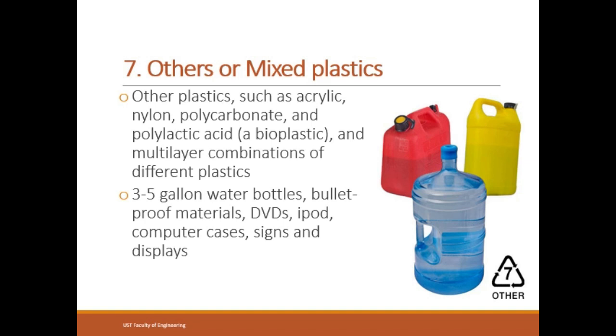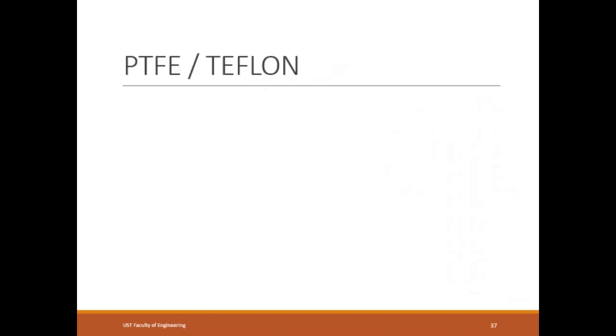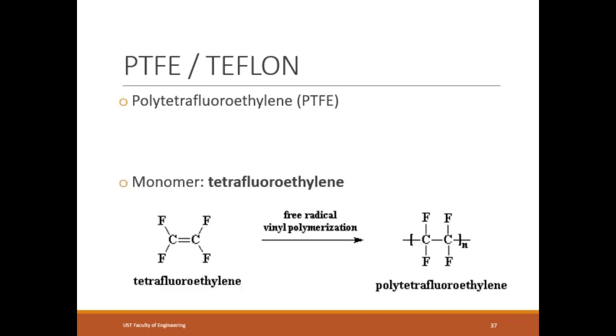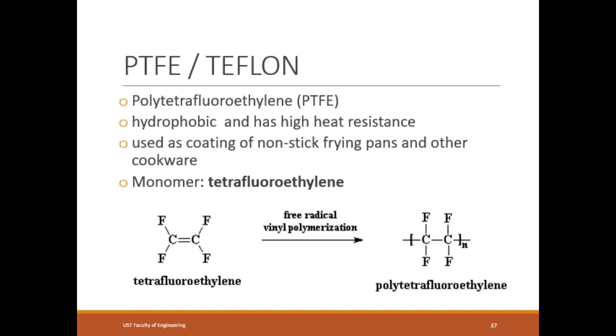Now let me add more examples of other polymers that are considered major discoveries. The first one is polytetrafluoroethylene or Teflon. This is an addition polymer made up of tetrafluoroethylene monomers. It is hydrophobic and has high heat resistance. That's why its main use is as a coating material of non-stick frying pans and other cookware.